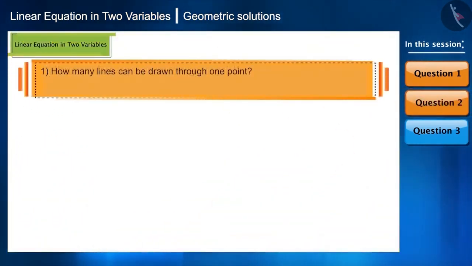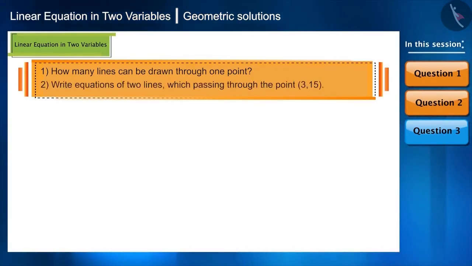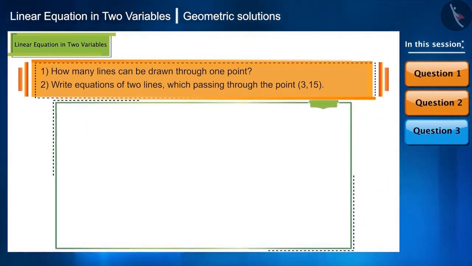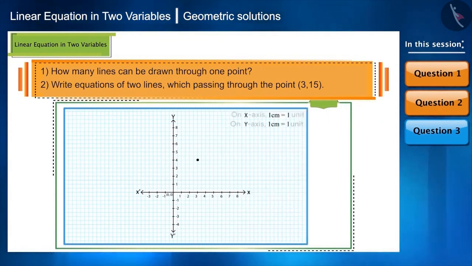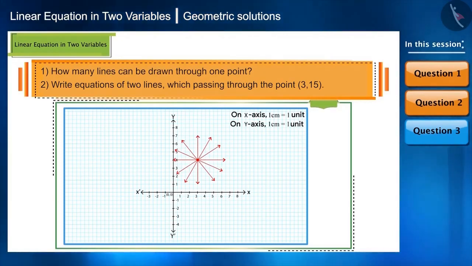Explain how many lines can be drawn through a point and also write equations of two lines passing through the point (3, 15). First of all, an infinite number of lines can be drawn through one point. And when countless lines can be drawn, all we have to do is write two such equations of lines which pass through the point (3, 15).